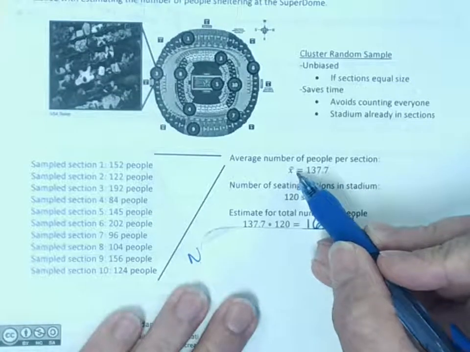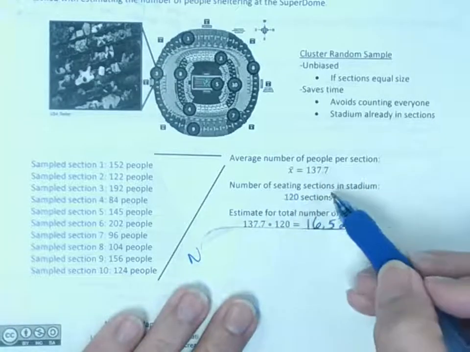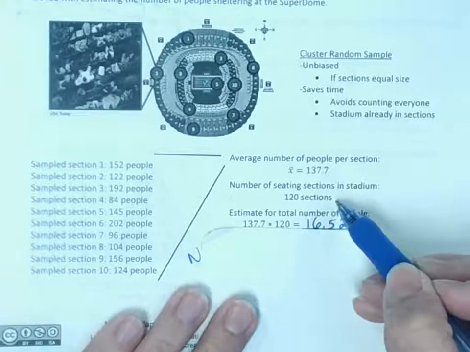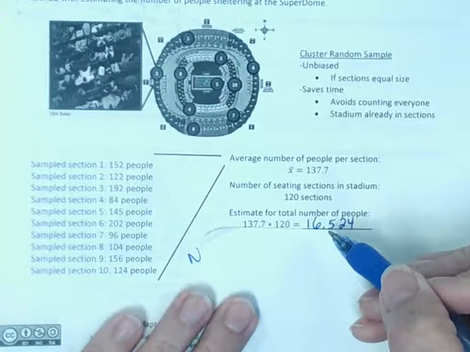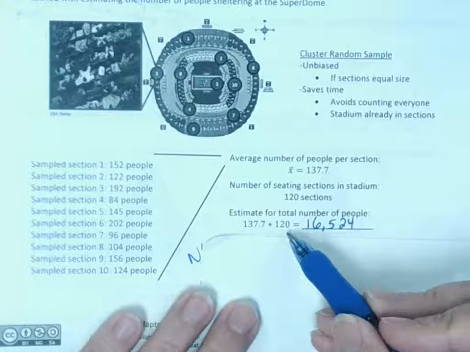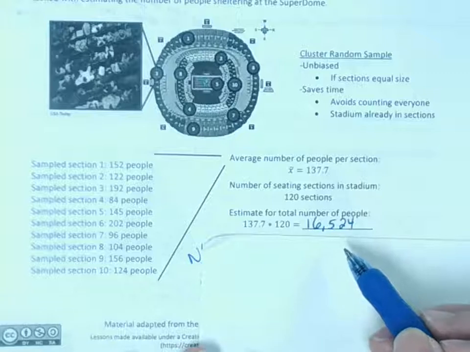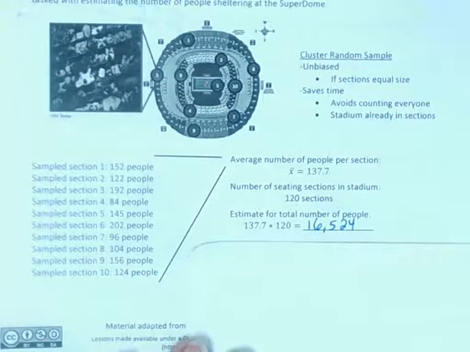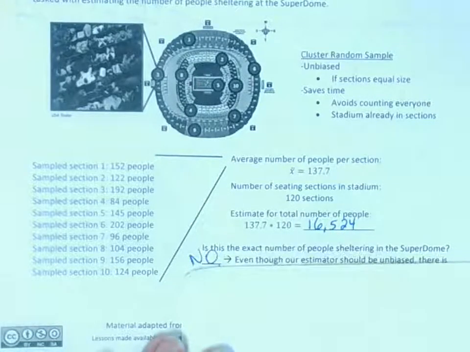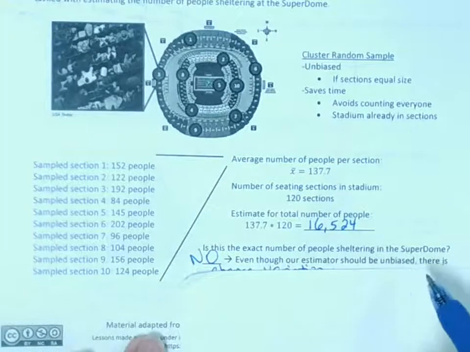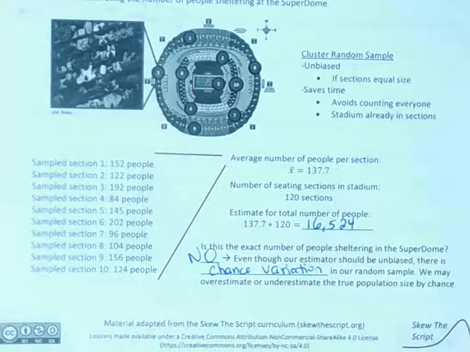And that symbol we use is X bar because this is numerical data. It's quantitative. There are a total of 120 sections within the stadium. So my estimate of the number of people in this stadium is 137.7 times the number of sections, which gives 16,524. So that is my estimate of the number of people who are in the Superdome that we need to take care of. Is it perfect? Absolutely not. So even though our estimators should be unbiased, there is chance variation that occurs. We may overestimate the population or underestimate it.